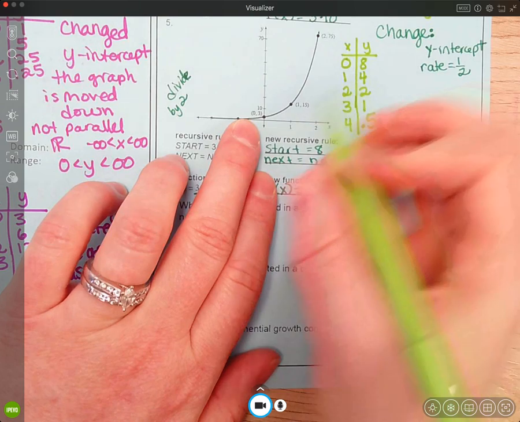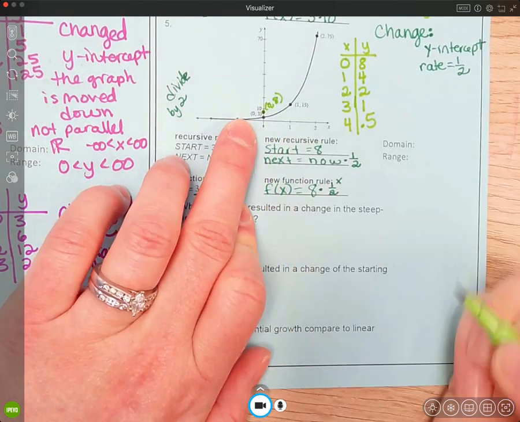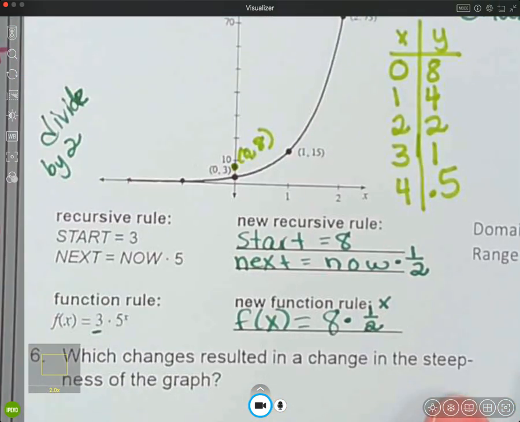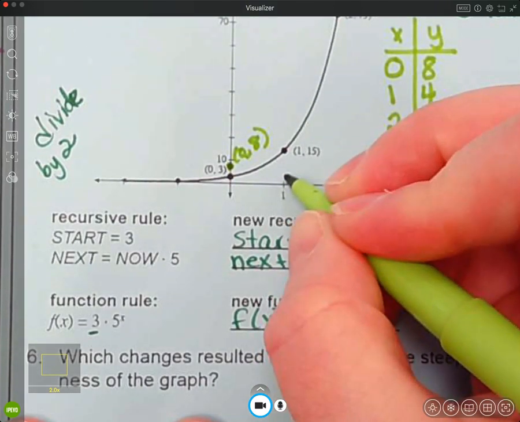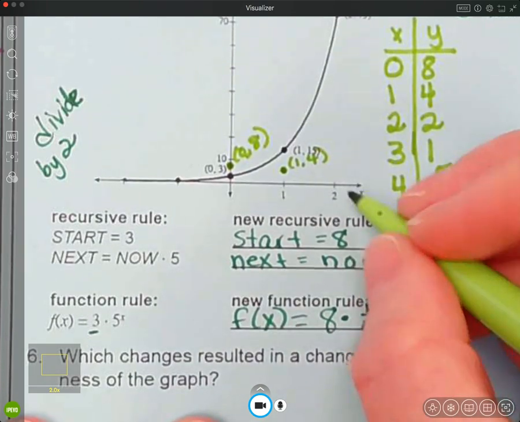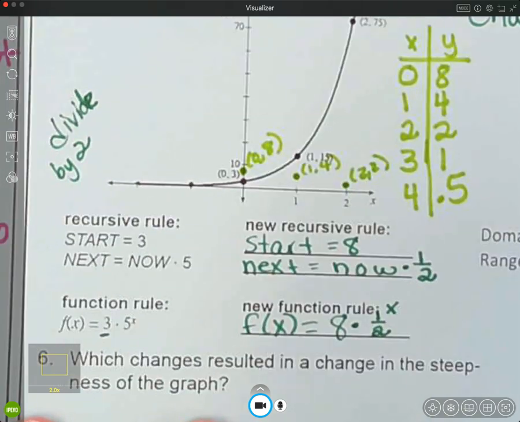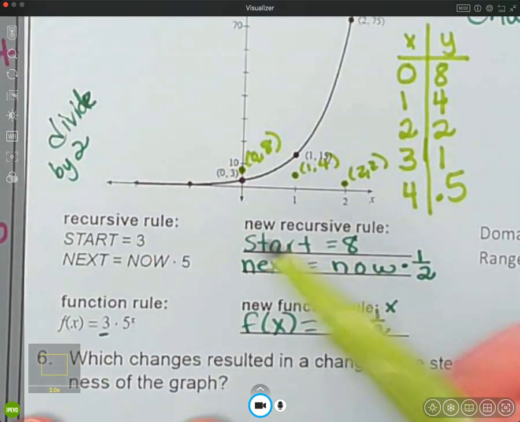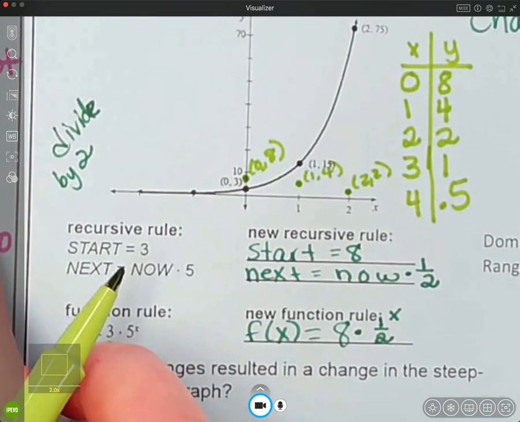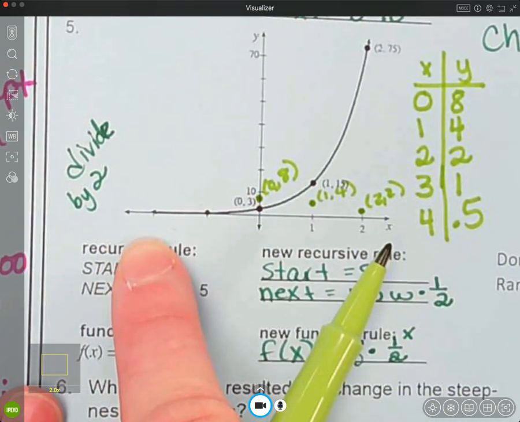Okay, so let's graph it. 0, 8. About right there. And then 1, 4. 2, 2. So right now, I can kind of see a curve, but not really. So I actually need to go to the other side of the y-axis. I need to go to those negative x values.